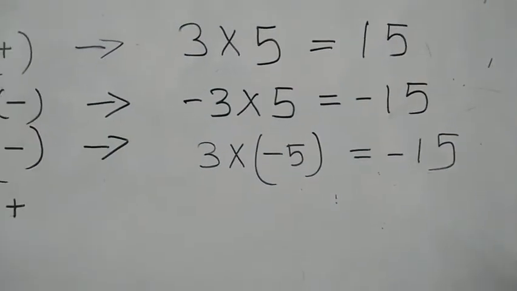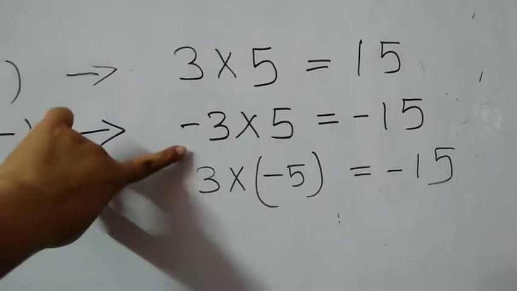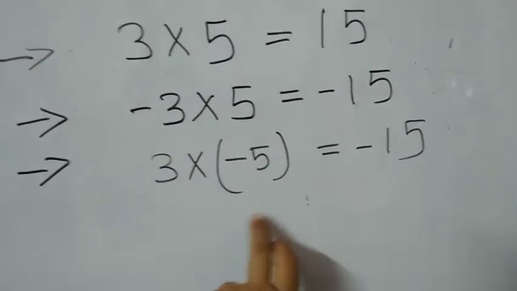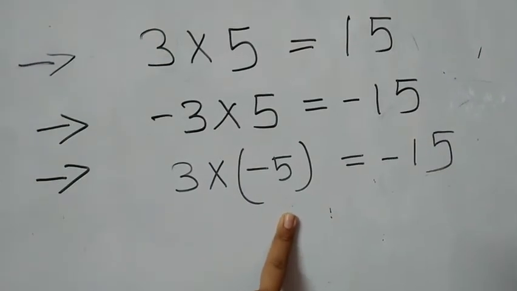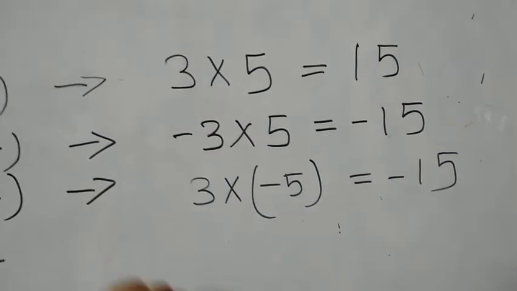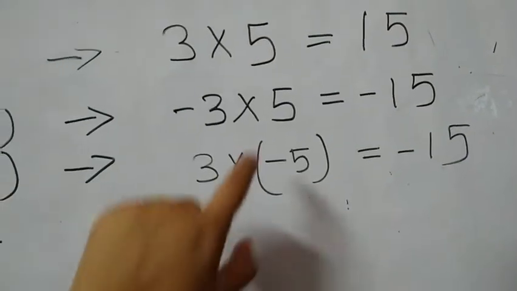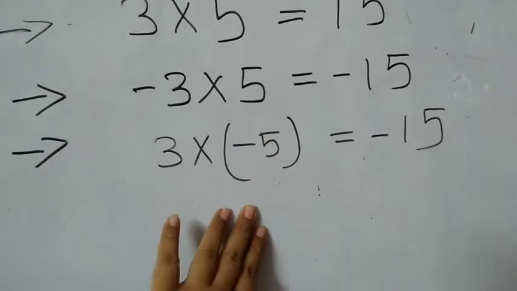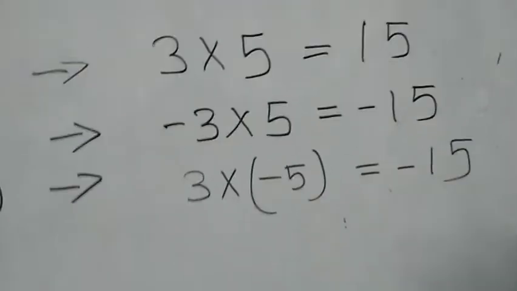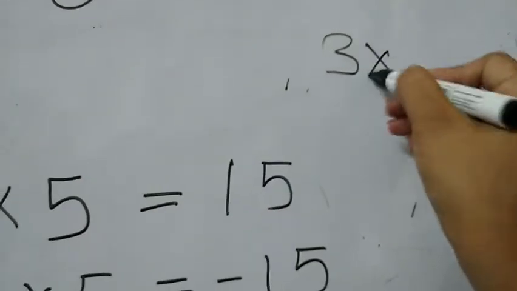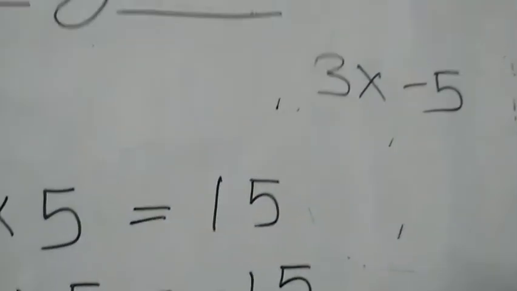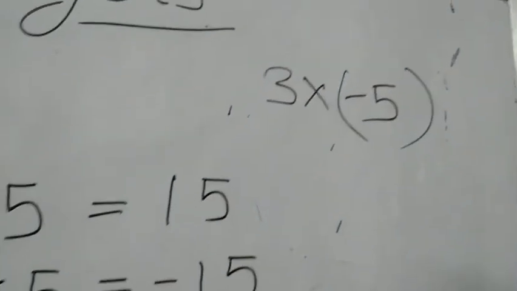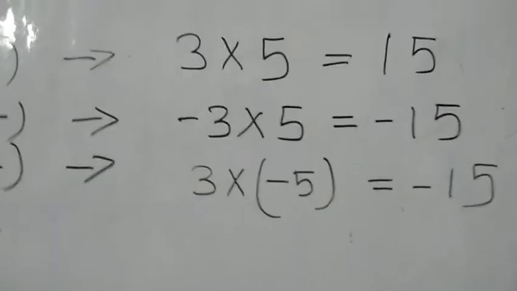Okay, there is one more thing. As you can see in the first example, I have just written 5, but in the second example I have written minus 5 in a bracket. Why? Because when we are using two symbols, that is multiplication and subtraction, then there should be a bracket. We cannot write like 3 into minus 5. This is wrong. We have to just use the bracket. Okay, so back to our rule.